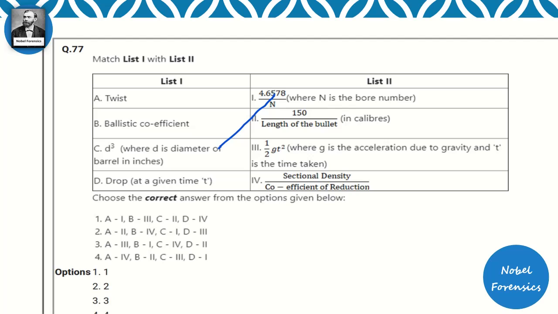Then the second one, 150 by length of bullet in calibers. In calibers means we measure twist in calibers. Next, 1 by 2 g t square, where g is the acceleration due to gravity and t is the time taken. So it is drop. Then sectional density by coefficient of reduction. It is ballistic coefficient. So here option 2 is correct. Then coming to 78.